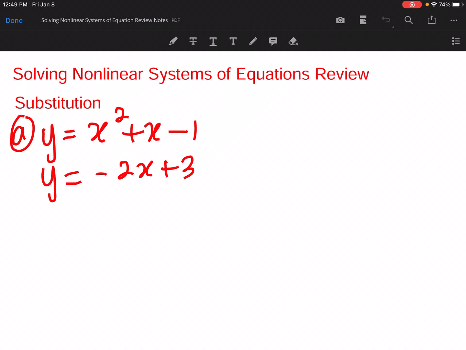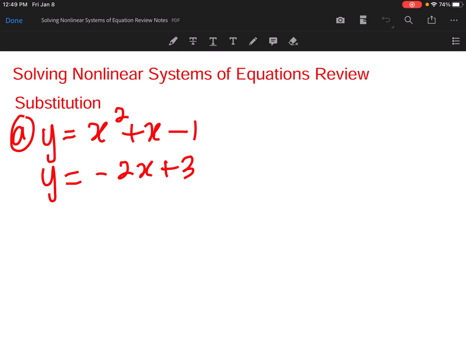Let's review and solve a nonlinear system of equations. The first example that we're going to look at is solving by using substitution. I have y equals x squared plus x minus 1 and y equals negative 2x plus 3.